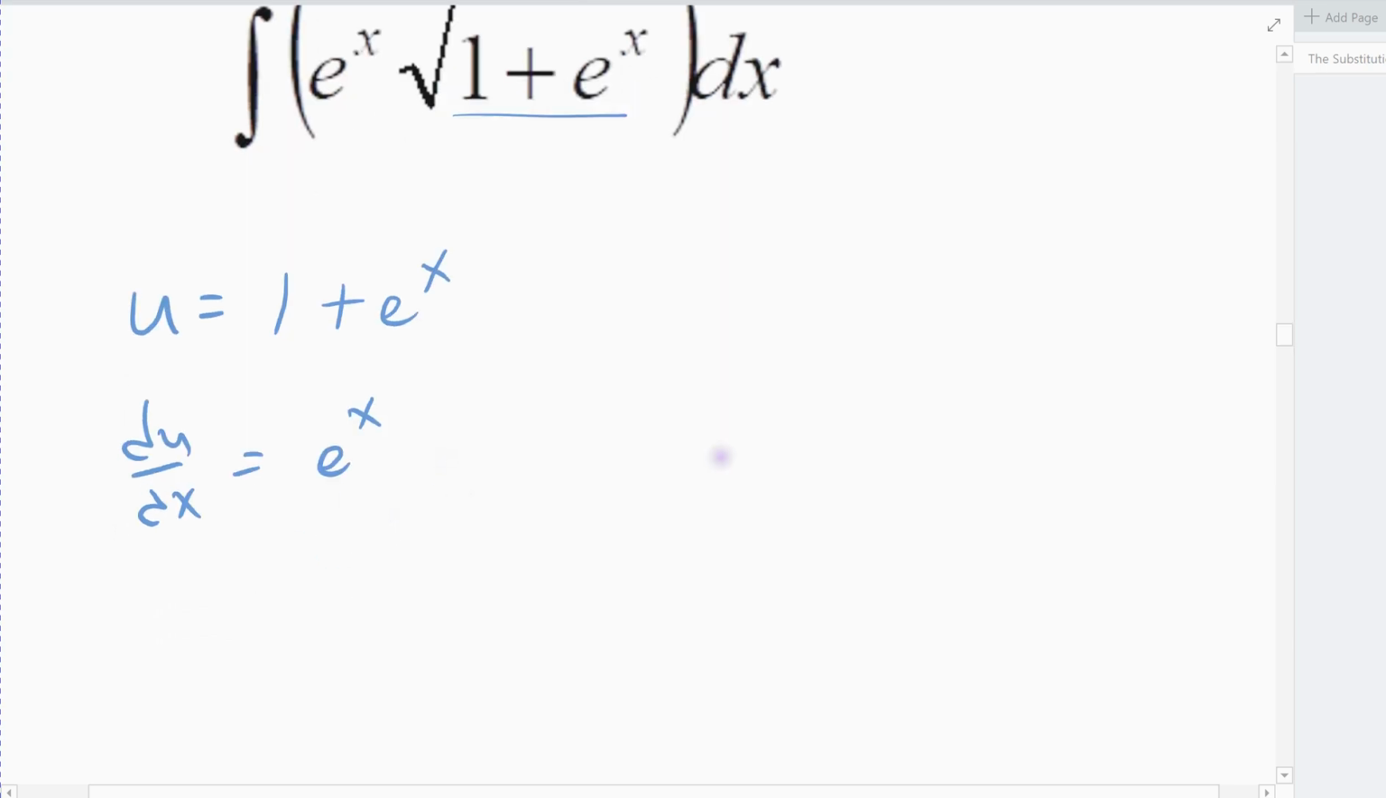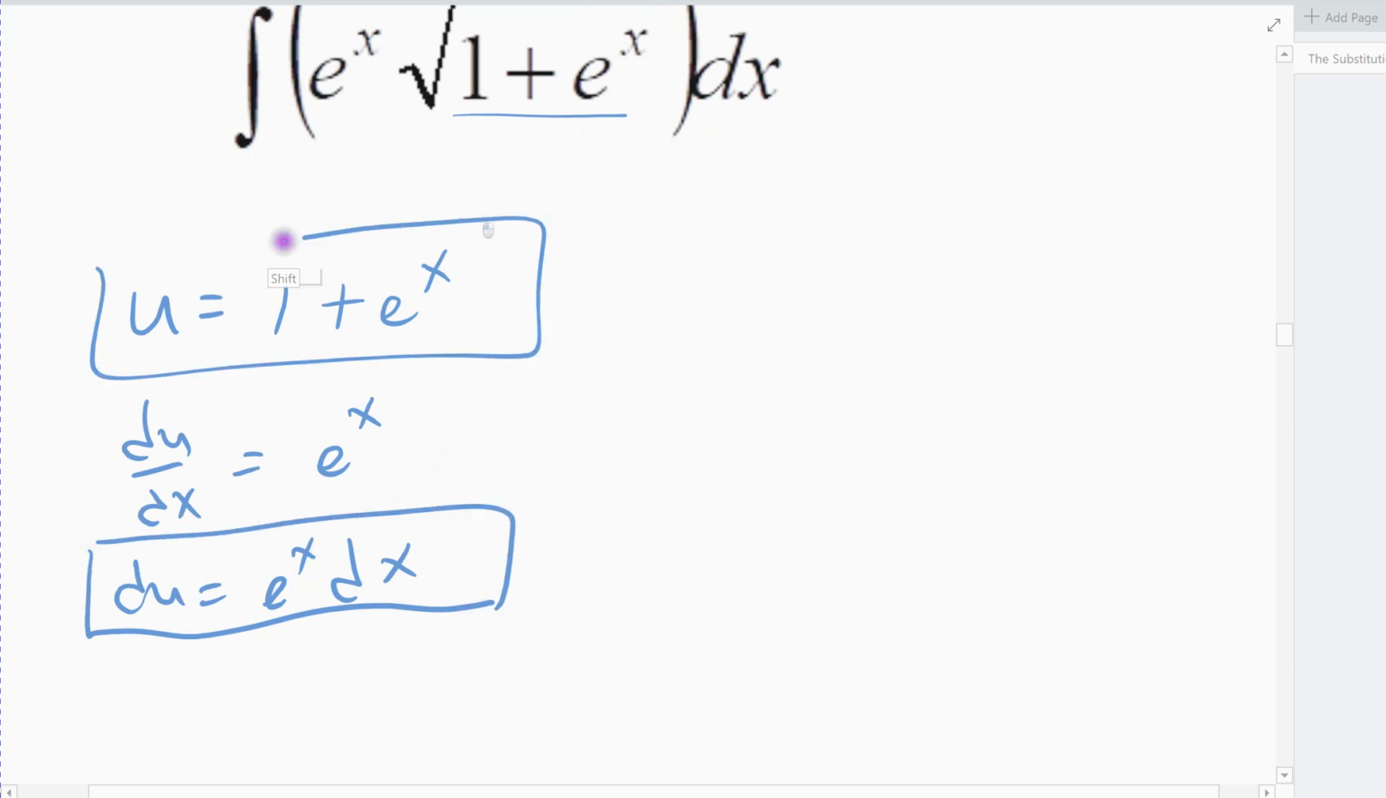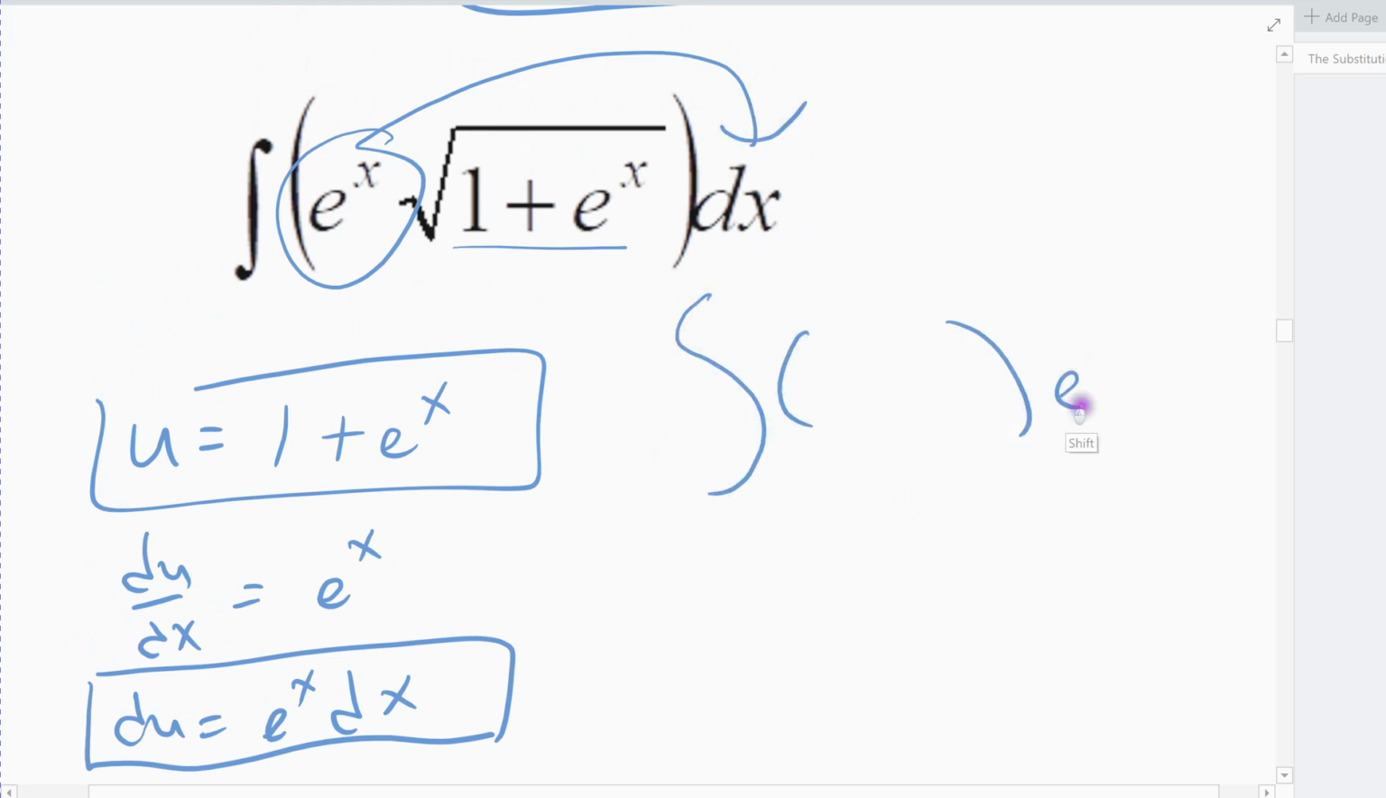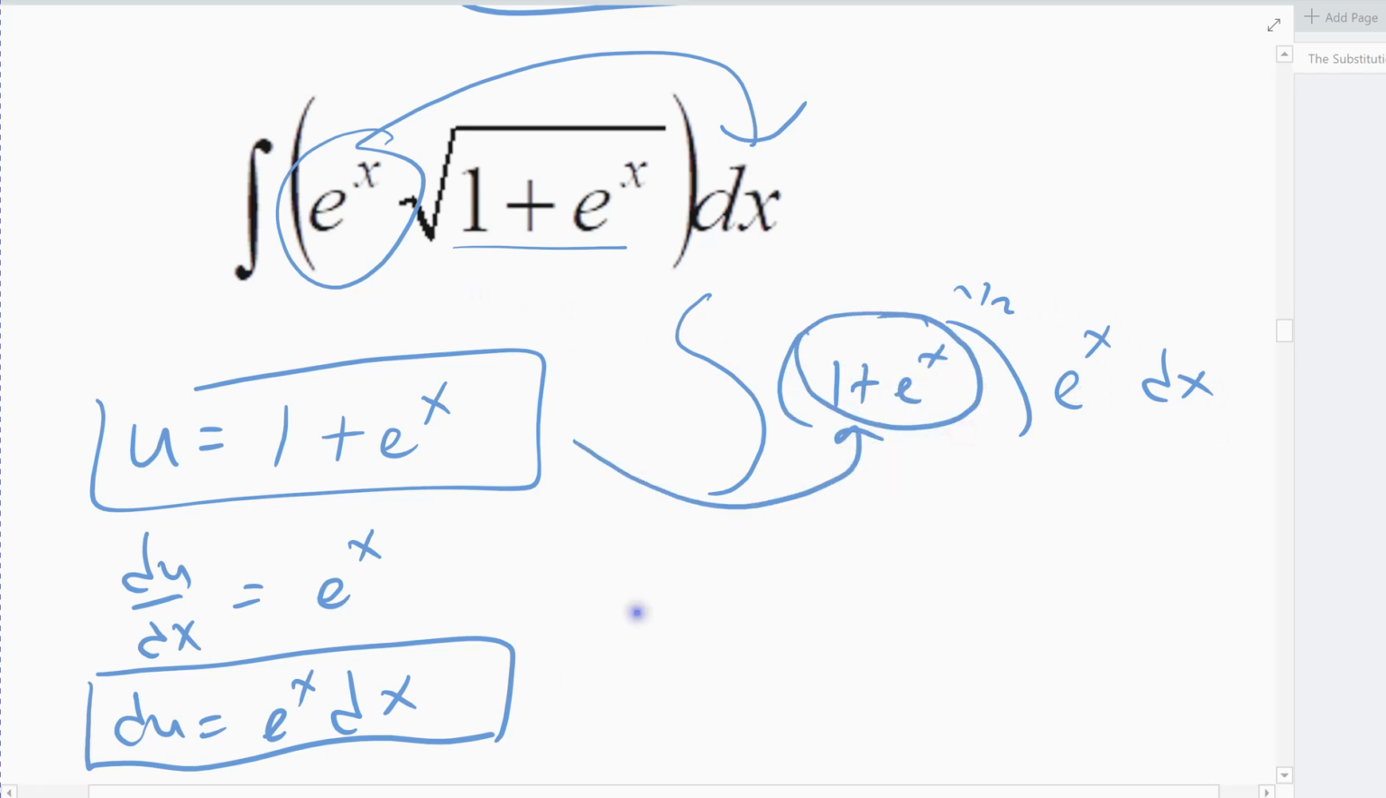Move the dx to the other side. Sorry, du equals e to the x dx. And in this case, I don't really have to do anything special because I've got an e to the x. If I move it over here, I get the expression I want. So I'm moving the e to the x over with the dx. I'm going to rewrite my square root as the 1/2 power. Now I'm going to substitute out. So this I replace with u, and this entire expression gets replaced with du.